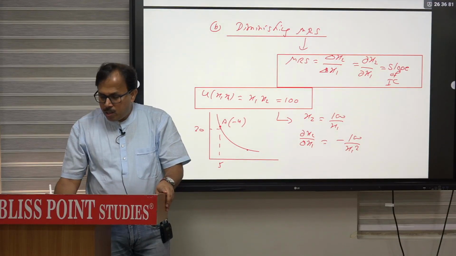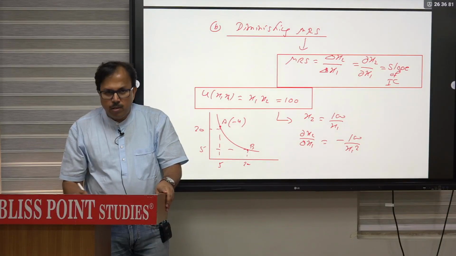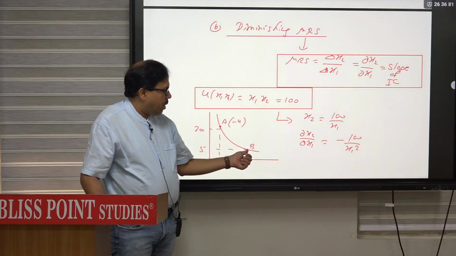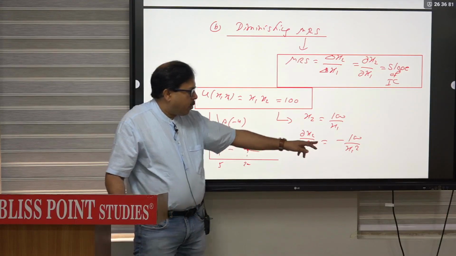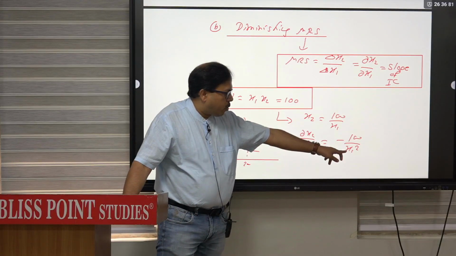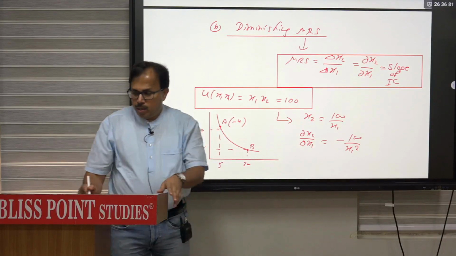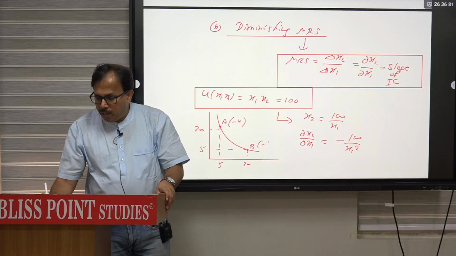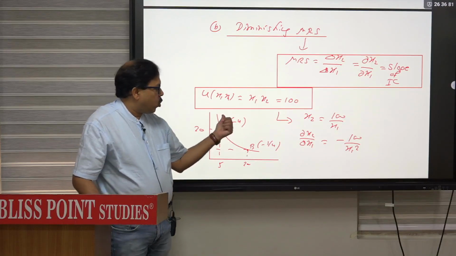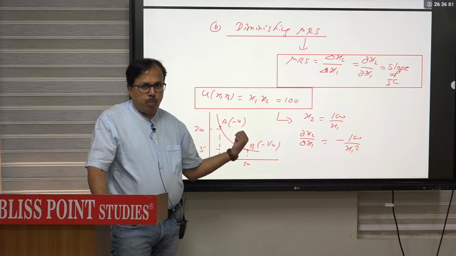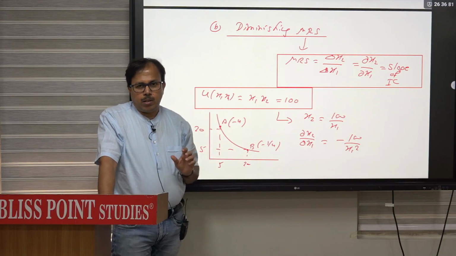And what is the slope at this point? B is (20, 5), and the indifference curve utility is the same. At point B, x1 will be 20. So if you write 20 here, it will become 20 square, 400. 100 upon 400. Slope at this point is minus 1 by 4. So ignoring the negative sign, we can say that slope is declining. Since slope is declining, it is convex to the origin.